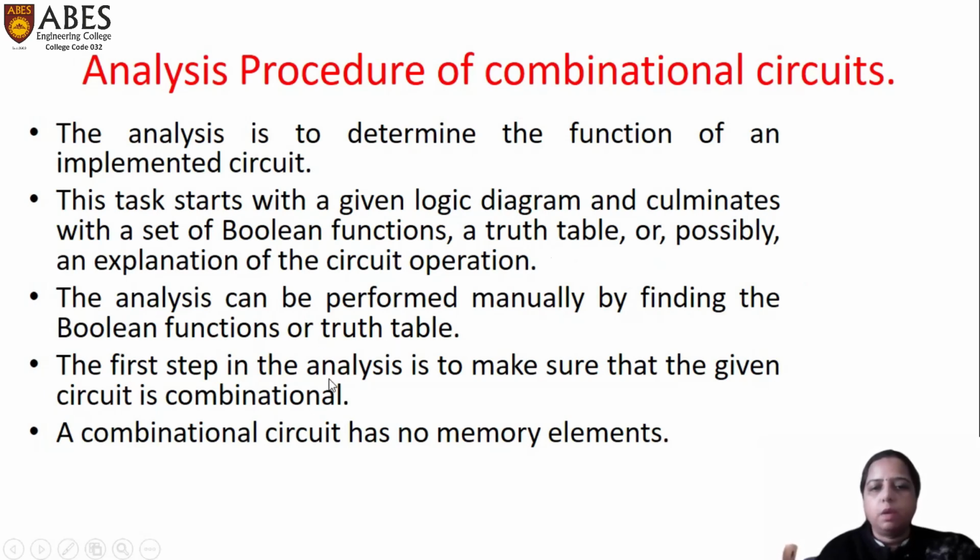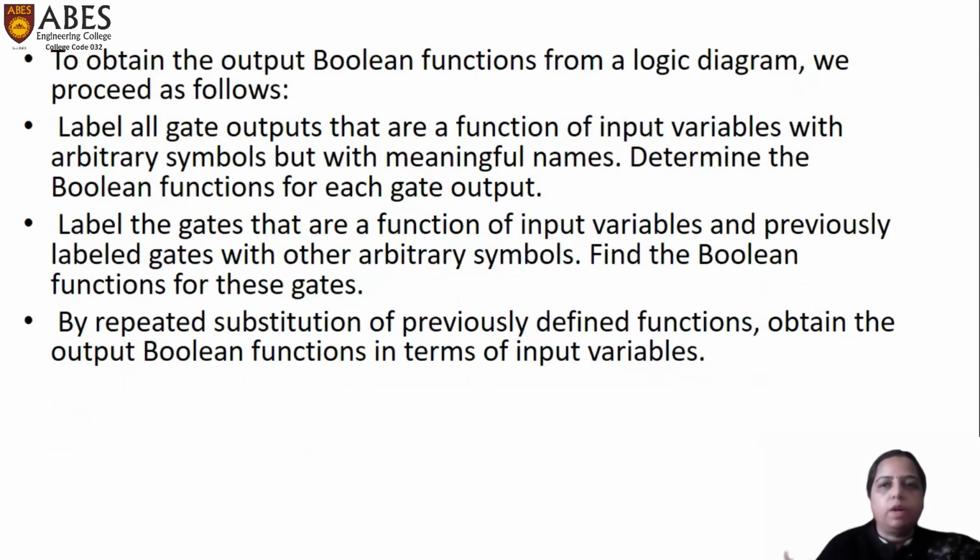So the first step in the analysis is to make sure that the given circuit is combination circuit. Now, how we can make it sure that it is a combination circuit? The main thing is that the combination circuit has no memory element. That is, it is simply a combination of different logic gates and it does not have any feedback path and it does not have any memory element. So once we are sure that it is a combination circuit, it does not have a memory element, then we will go for the further analysis part.